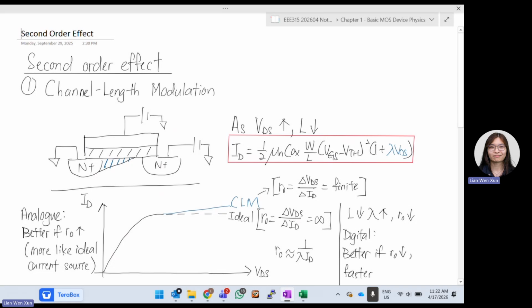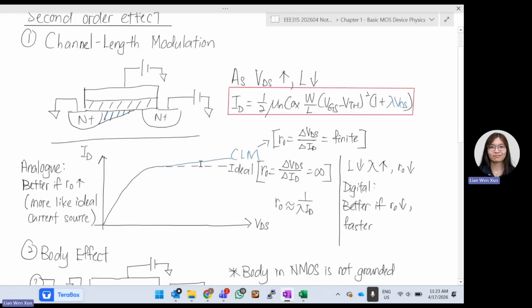Okay, the next one is what we call second order effect. This second order effect is a bit special. Just now, remember I said that in the saturation region, the drain current is supposed to be a very straight line. It won't change when we increase drain voltage. But actually, it will, due to channel length modulation. So this is the first second order effect. Due to channel length modulation, our current might increase a little bit when our VDS increases.